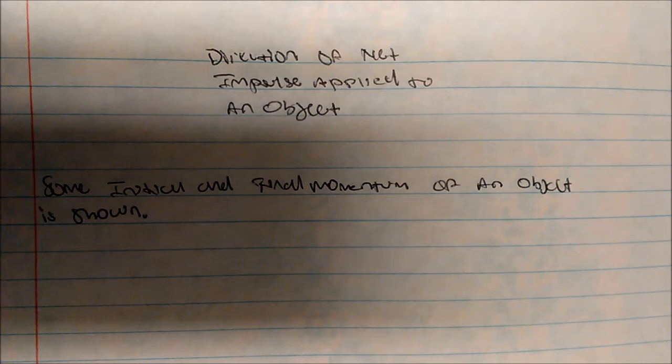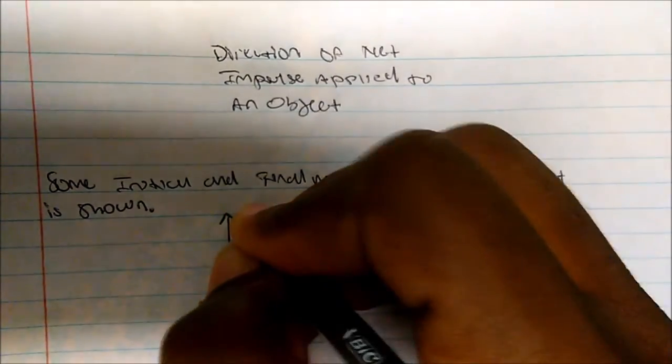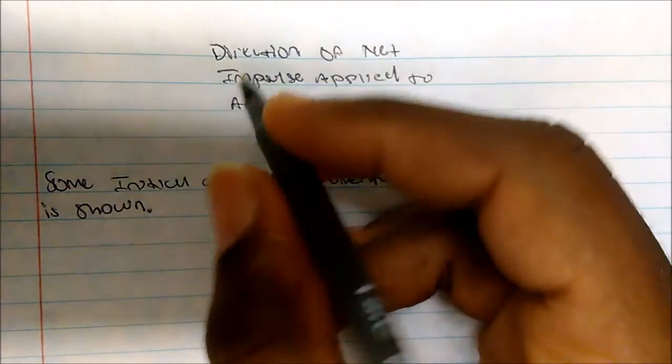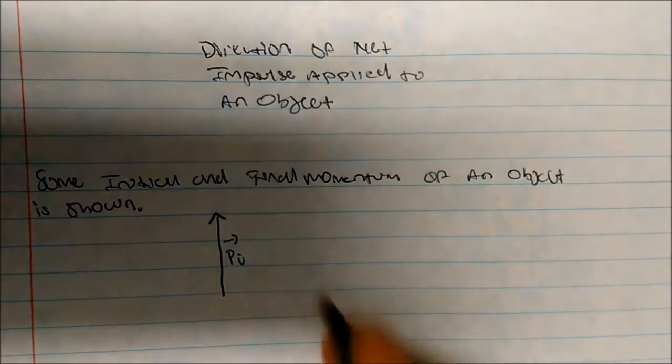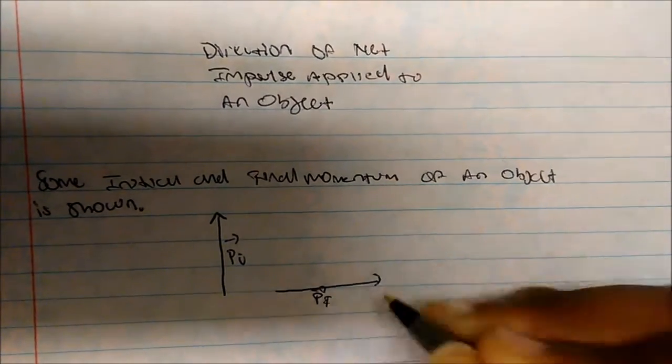I want to talk about the direction of the net impulse applied to an object. It's essentially vector addition, but we need to be very good with these, okay? So it says that some initial and final momentum of an object is shown. What if we have some sort of initial momentum going up? So this is P initial, and this is a vector. And we have P final going this way.